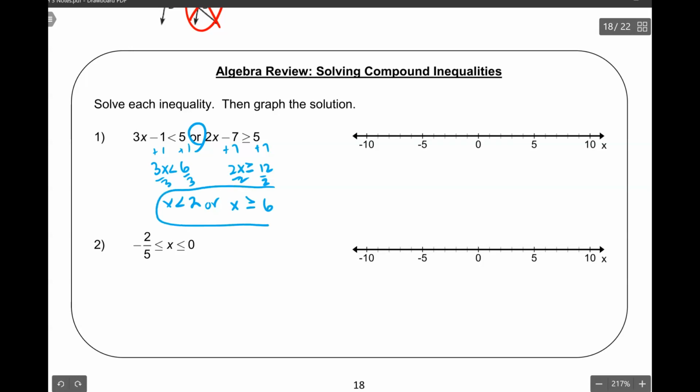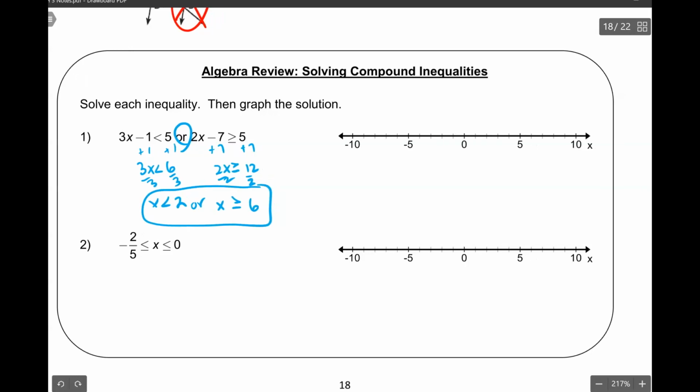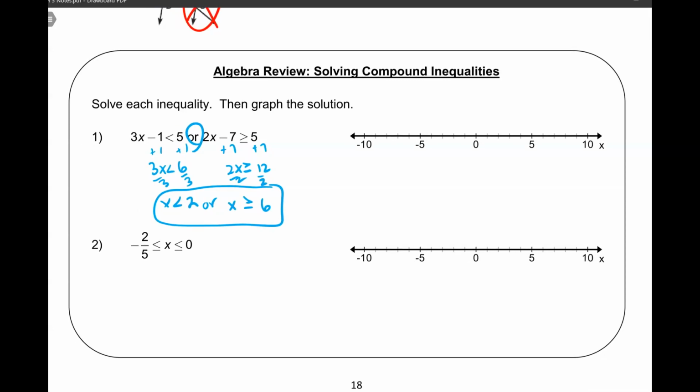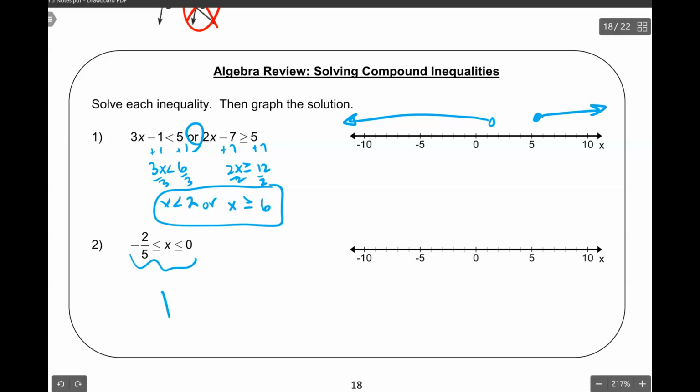So this would be the solution to the inequality, and now we must graph it. So at 2, I have an open circle and the arrow goes this way, and at 6 I have a filled circle, and the arrow goes the other way. That would be the solution. And then because it's written this way, this must be an and because it's between two numbers.